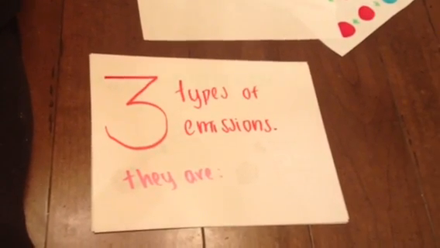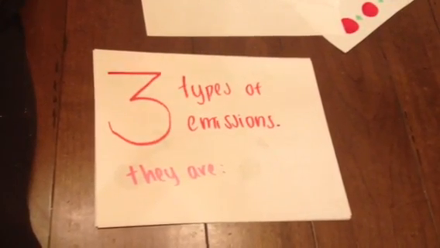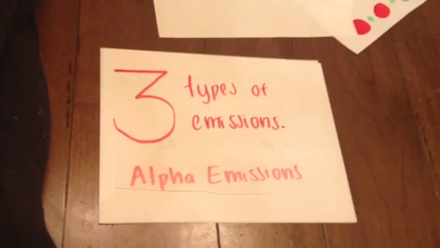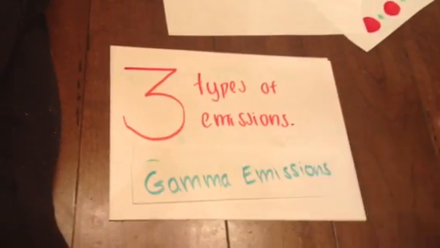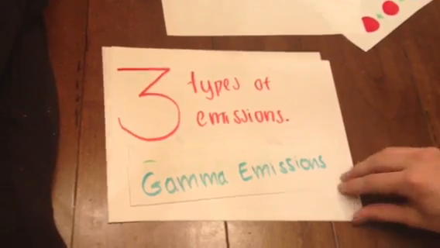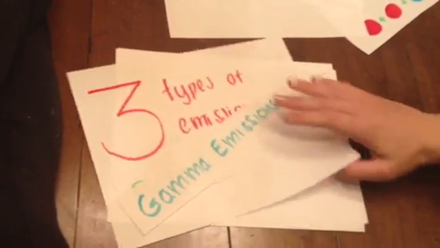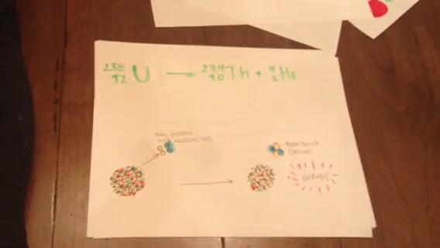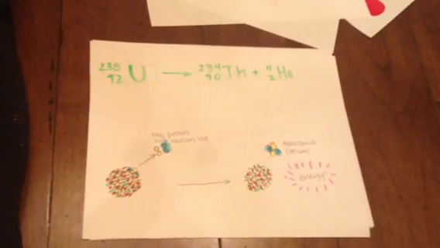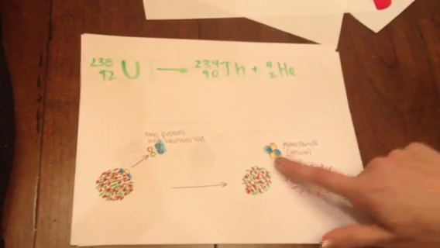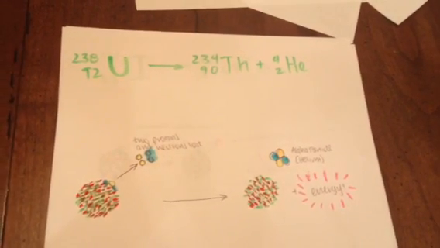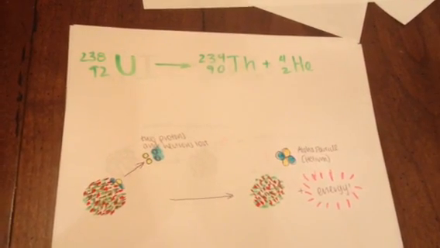To reach the band of stability, there are three types of emissions. They are alpha emissions, beta emissions, and gamma emissions. In alpha emission, the atom releases two protons and two neutrons in the form of a helium nucleus. This is also called an alpha particle. Uranium gives off an alpha particle and is left with a stable version of thorium.